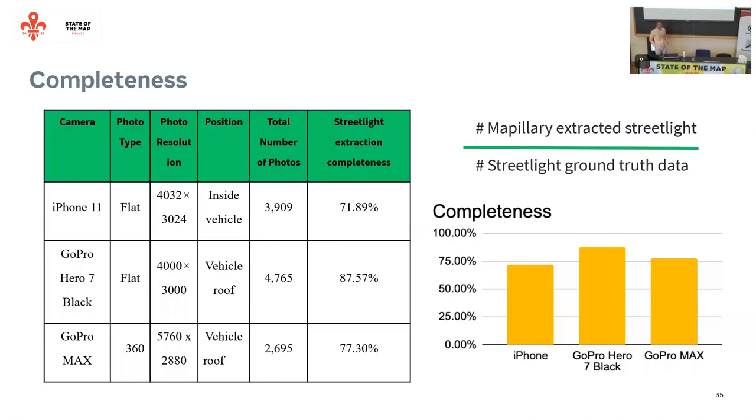And surprisingly, to be honest, I was expecting better completeness on GoPro Max because it's 360, you have a better view of everything. Surprisingly, GoPro Hero 7 Black achieved the highest completeness with 87% completeness. So it means that if I had 100 street lights in the area of interest, Mapillary could detect 87% of all those street lights. We will address why GoPro Hero was the winner when it comes to completeness.